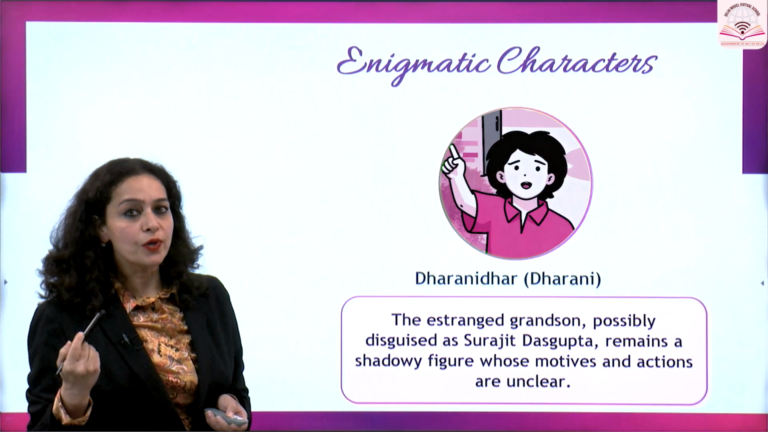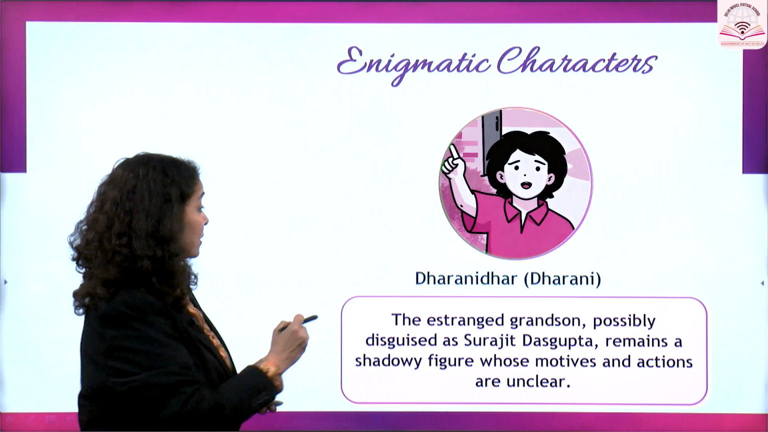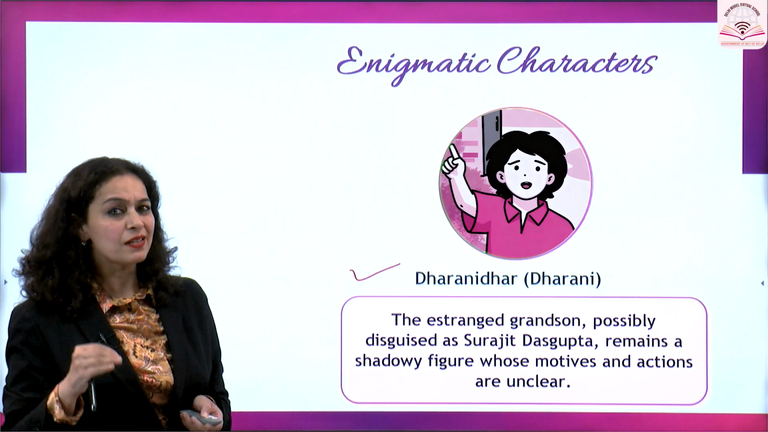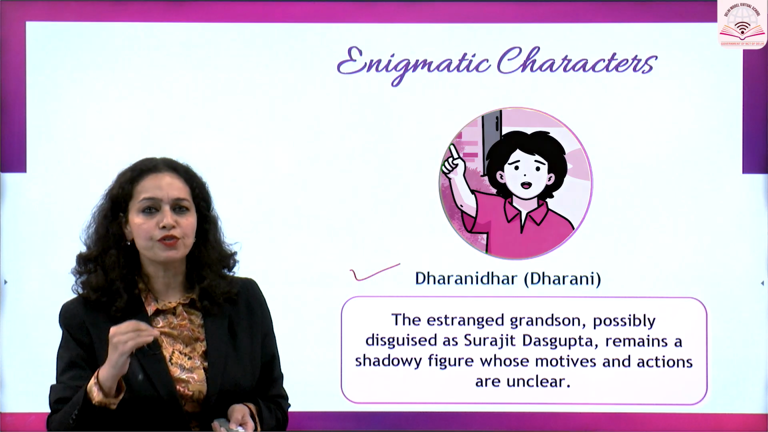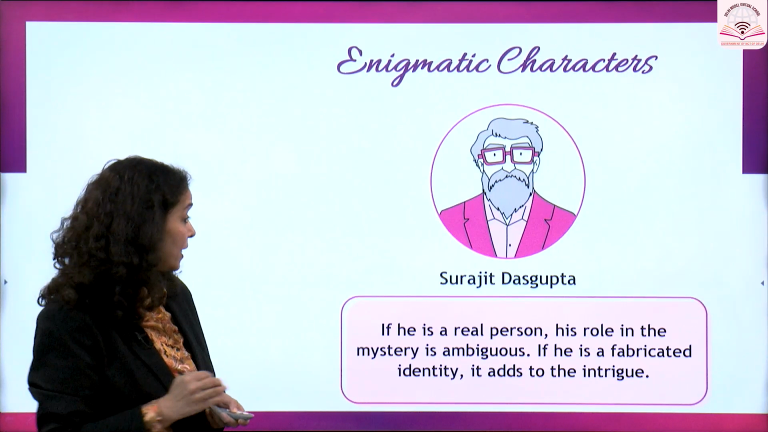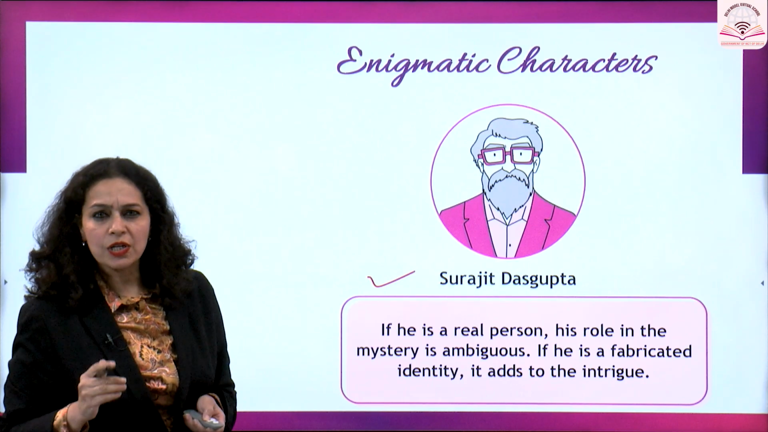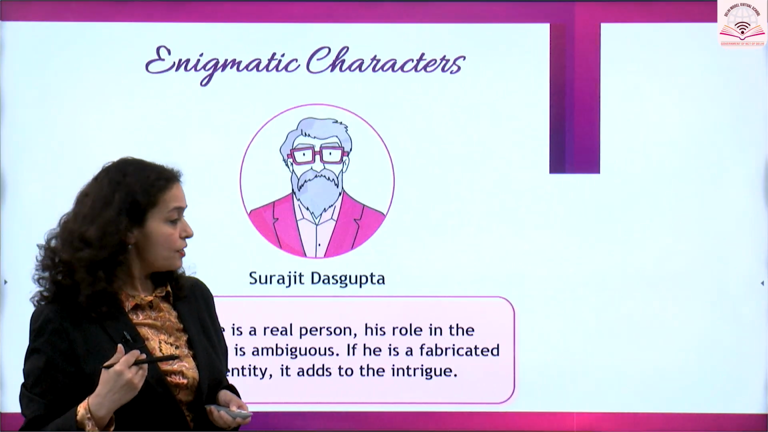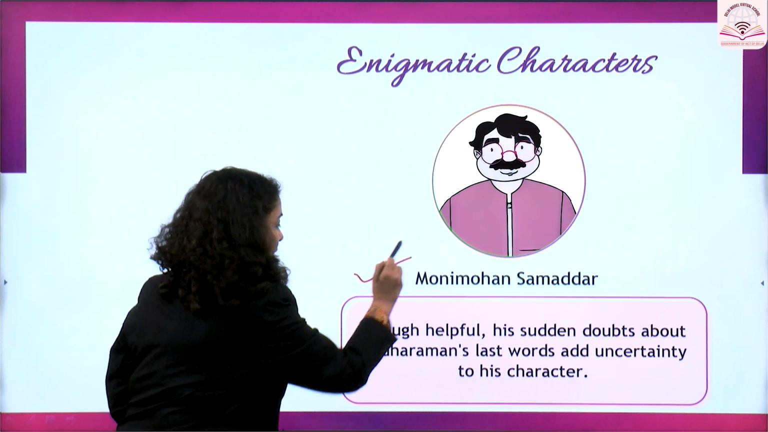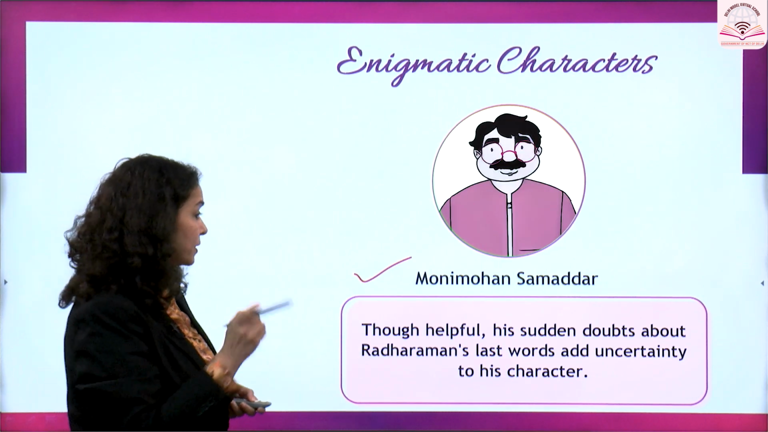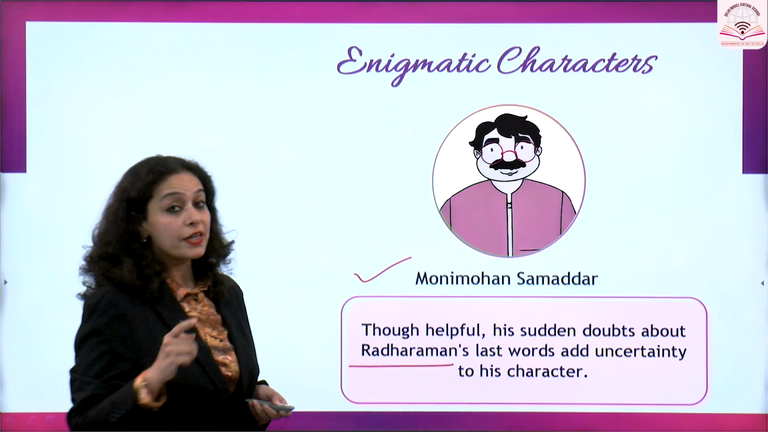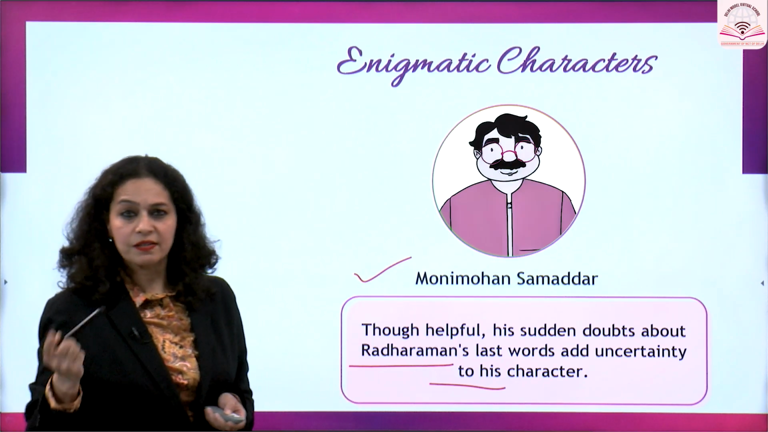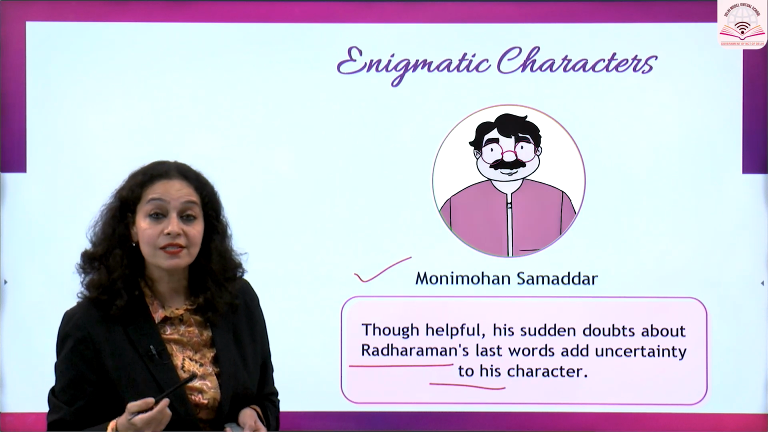Now moving ahead with enigmatic characters, if we look at Dharnidhar, he is the estranged grandson of Radharaman, but still Radharaman has some soft corner for his grandson. Again, Surajit Dasgupta, he is also a shady character and his identity is quite mysterious. Then we have Moni Mohan Samadar. He is helpful, but his sudden doubts towards the end of the chapter related to Radharaman's last words actually create certain uncertainty and dubiousness to this character.